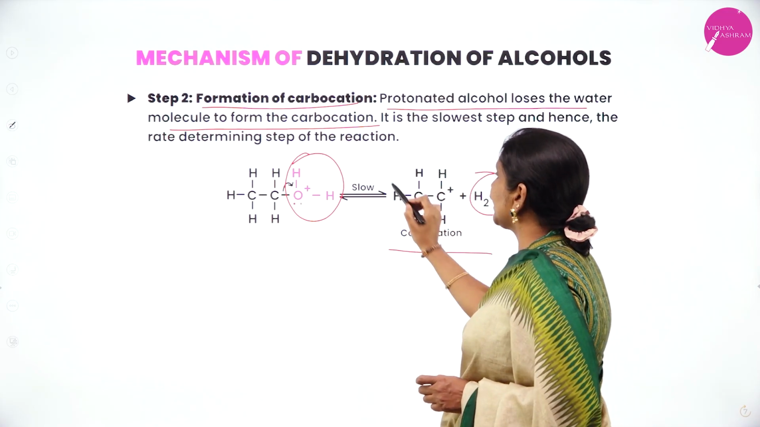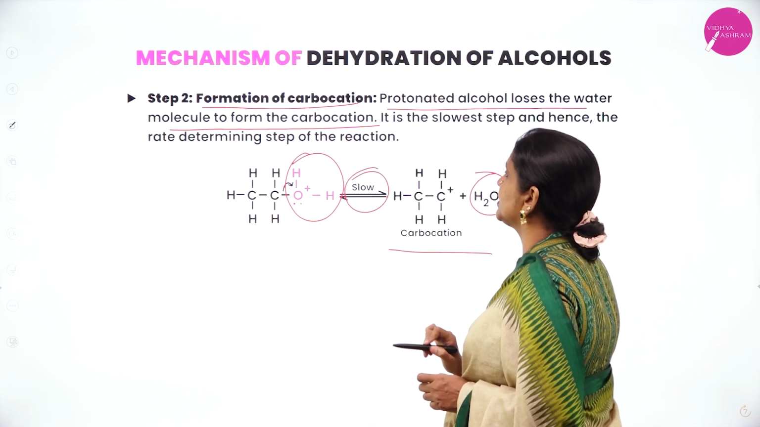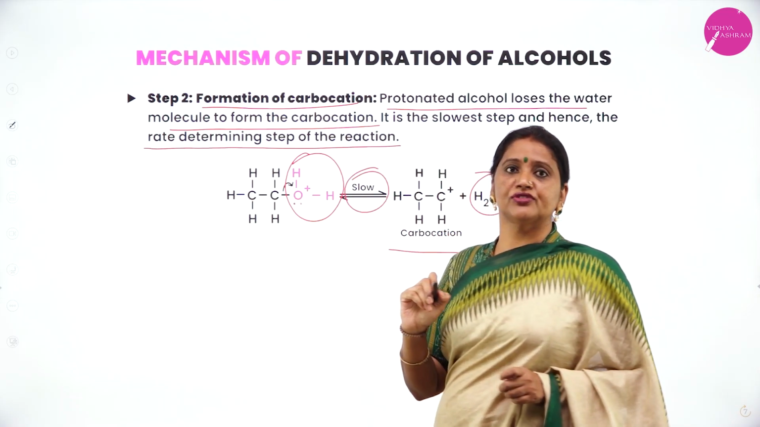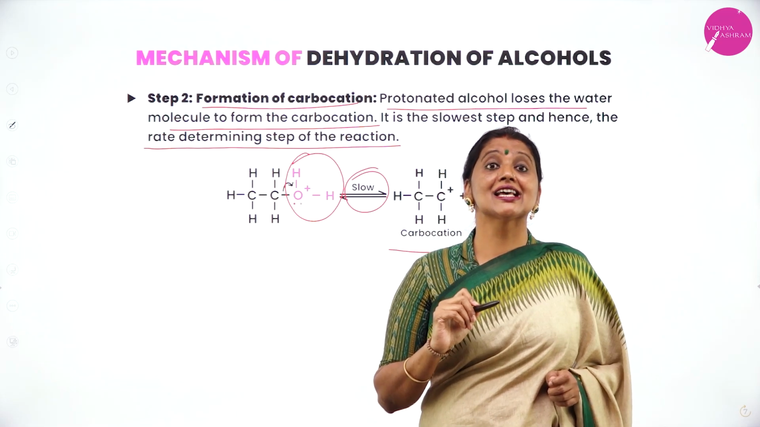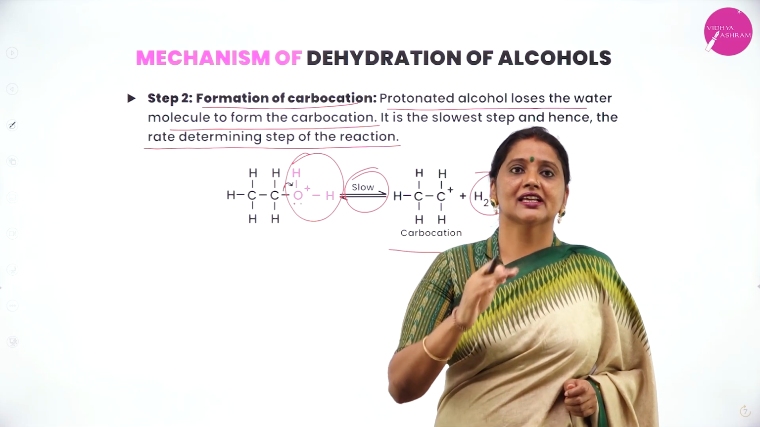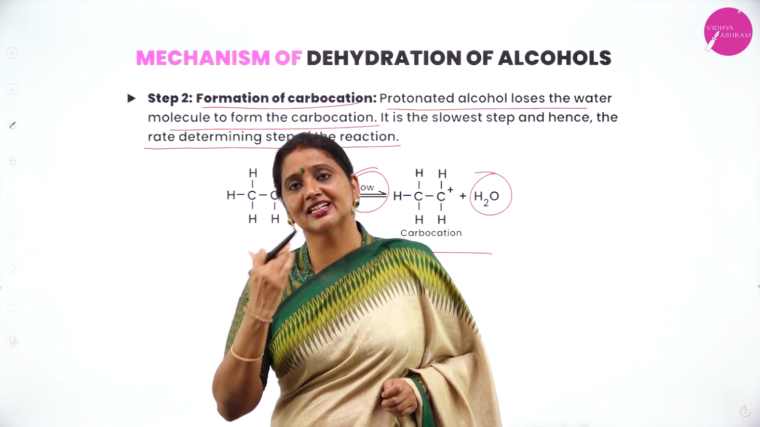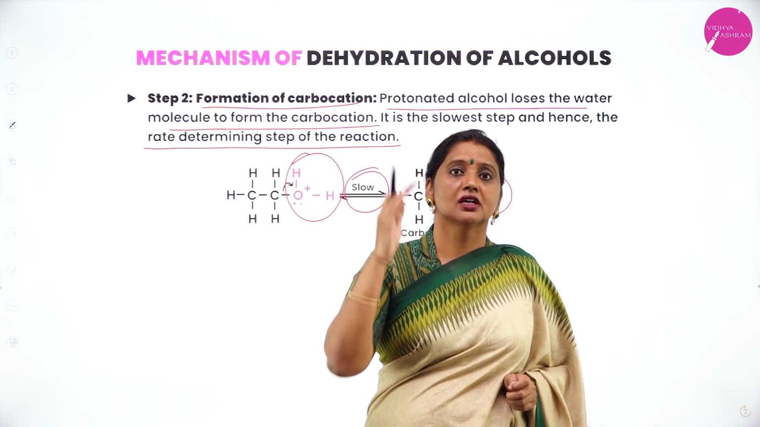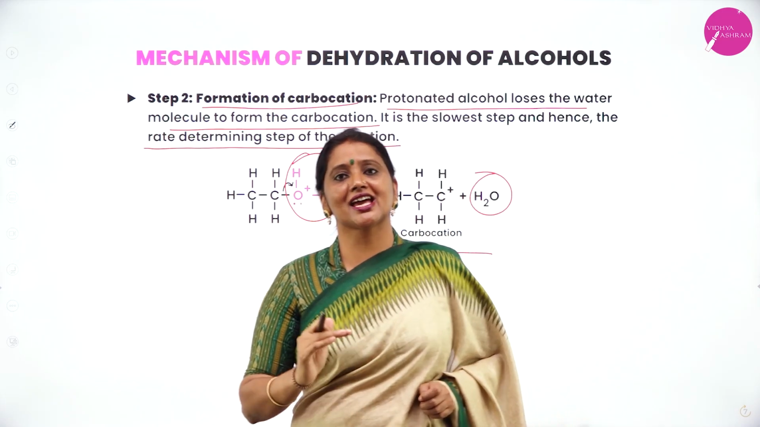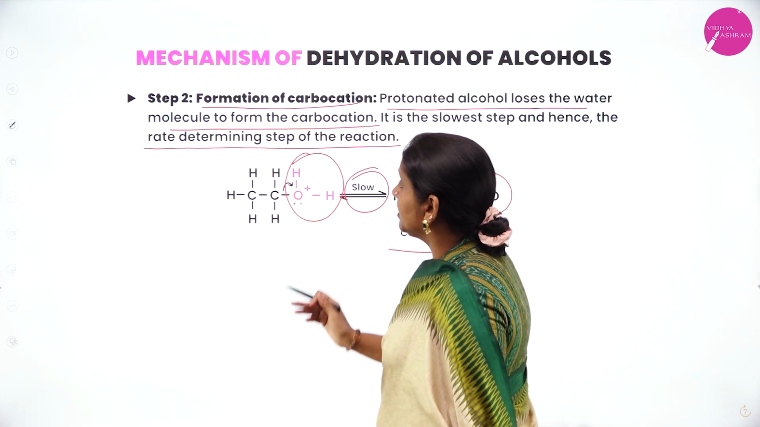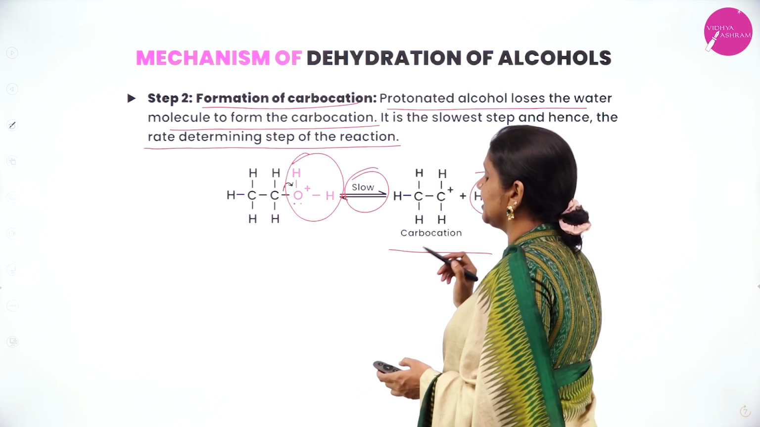This is the slowest step of this mechanism. Therefore, it is called the rate determining step of the reaction. Already in chemical kinetics, I discussed that when the reaction is complex, when it takes place by 2 or more steps, the slowest step of the complex reaction is considered as the rate determining step. Here, step 2 is called the rate determining step.